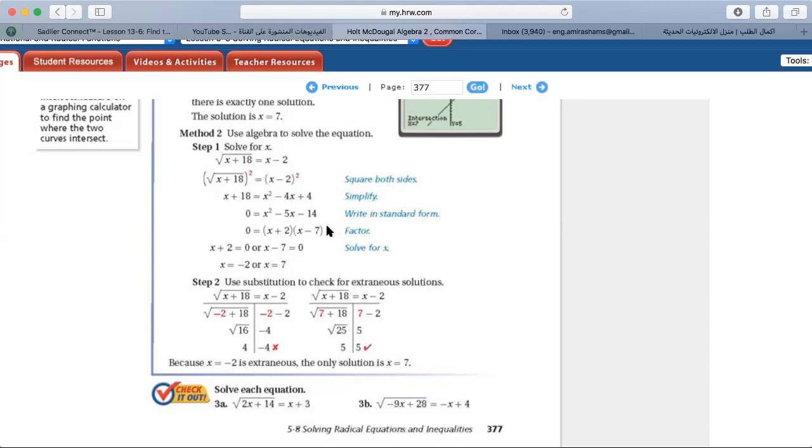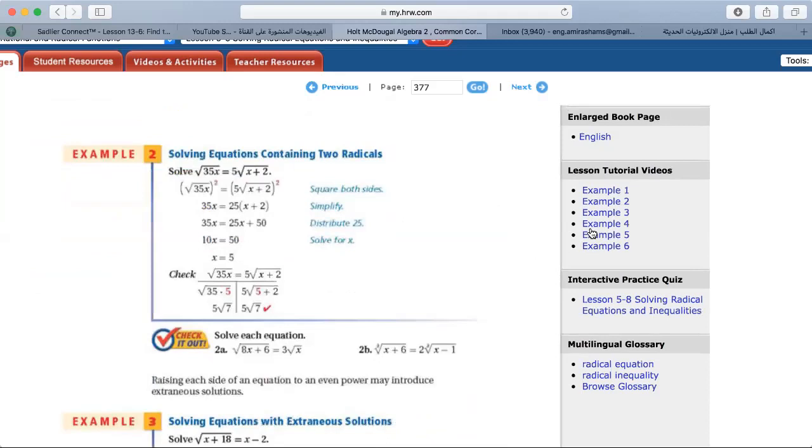So I cannot stop after step 1. I cannot stop after step 1 because I have to check my answer by substitution, because I want to know where the extraneous answer is, because one of them can make the equation wrong, can make it undefined. So really, -2 is wrong. So I have to continue till step 2 to find the extraneous answer. Let's watch together this video.